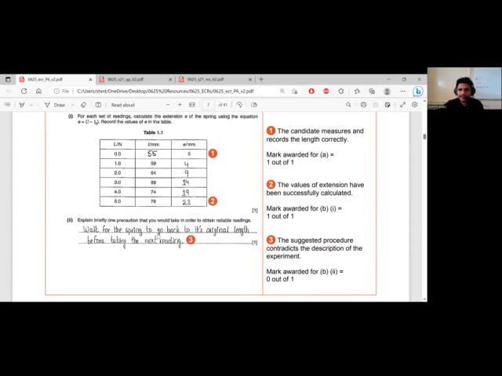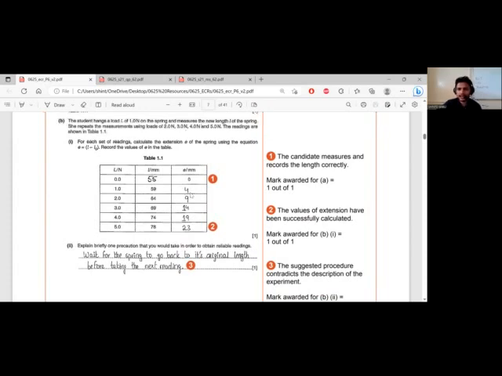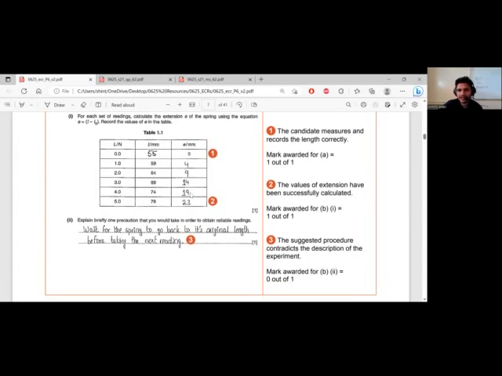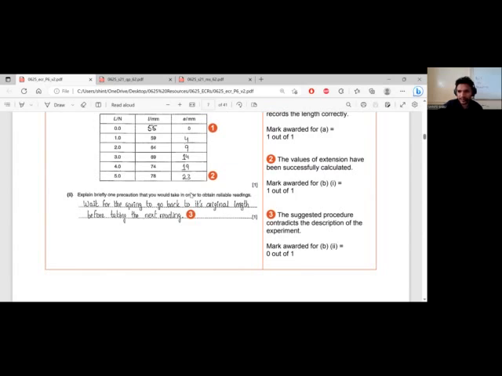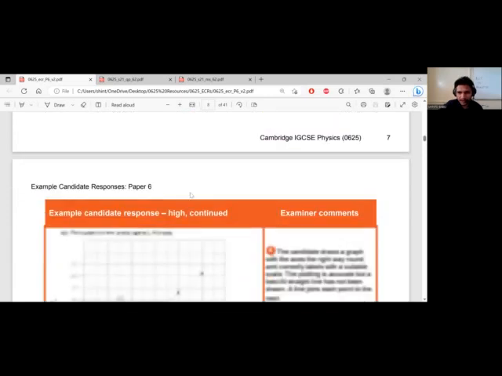Now, explain briefly one precaution that you would take in order to obtain reliable readings. And the student did not get full marks here. The reason being the precaution mentioned by the student is to wait for the spring to go back to its original length. Here we are trying to find the extension when load increases, so this will completely contradict the entire purpose of the experiment. So the candidate was not awarded a mark for this question.